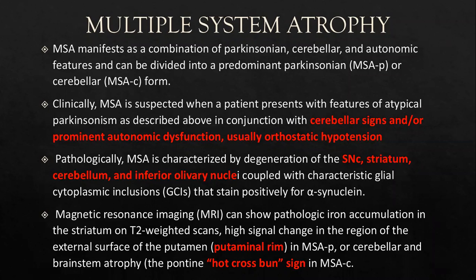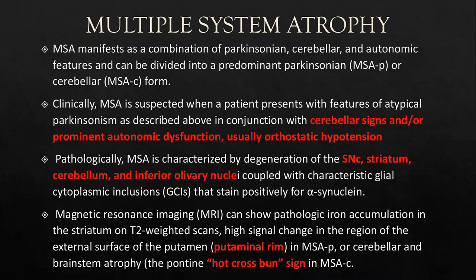So let's first see the differential diagnosis. Multiple system atrophy. It mainly manifests as a combination of Parkinsonian, cerebellar, and autonomic features and can be divided as a predominant Parkinsonian type, MSA-P, or a predominant cerebellar type, MSA-C. Clinically, MSA is suspected when a patient presents with features of atypical Parkinsonism, along with cerebellar signs or prominent autonomic dysfunction, usually orthostatic hypotension.